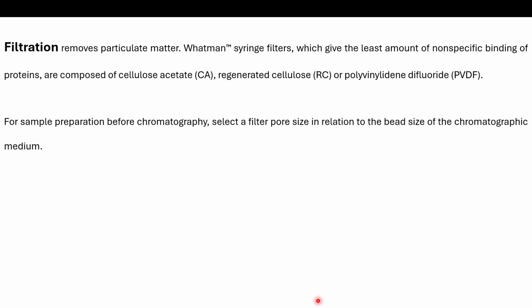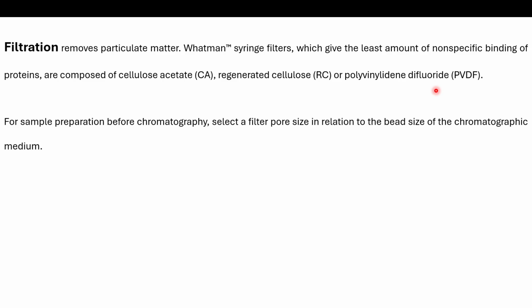So this is what is being talked about, the filtration thing here. Filtration removes particulate matter. Whatman syringe filters, which give the least amount of non-specific binding of proteins, are composed of cellulose acetate, regenerated cellulose, or PVDF membranes. Okay, so when you are filtering your sample or your buffers, the filter membrane should be composed of something which has minimum interaction with biomolecules.